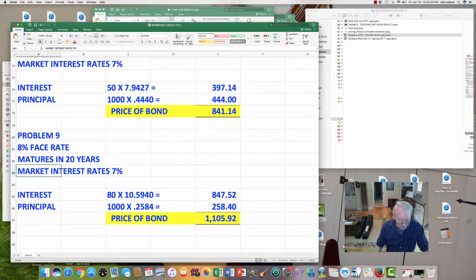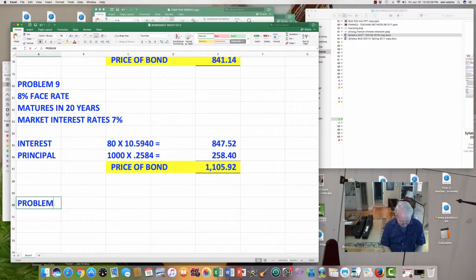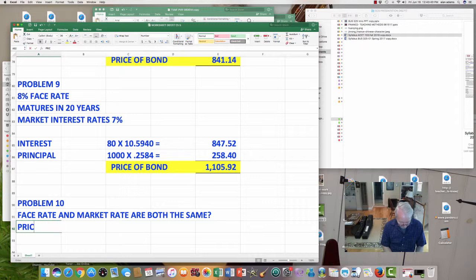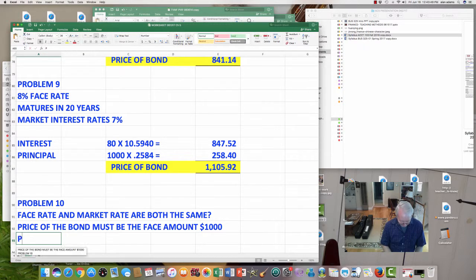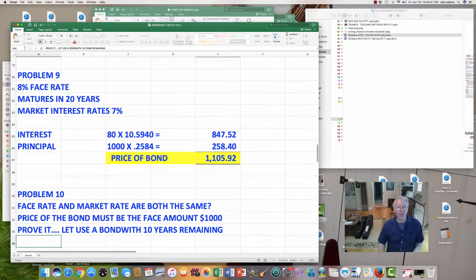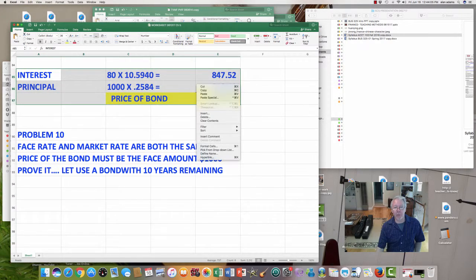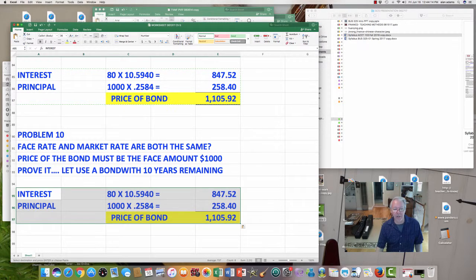All right, last but not least, problem 10 says the face rate and the market rate are both the same. Therefore, price of the bond must be the face amount of $1,000. We'll prove it. Let's use a bond with 10 years remaining until maturity. This is just to prove that you should pay $1,000, approximately. Please remember, we do always get rounding differences on these things because of the decimal expansion of the time value of money factors. So this is a 7% bond in a 7% world with 10 years to go.